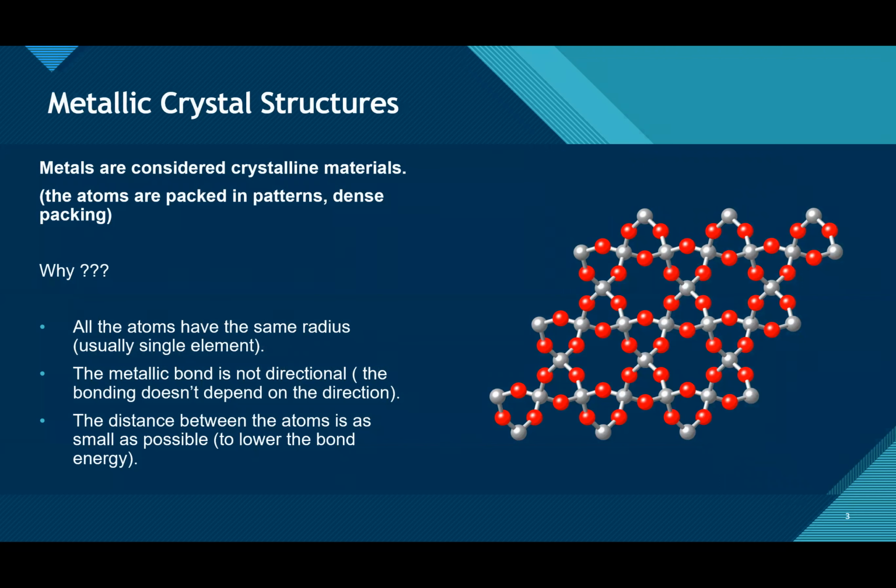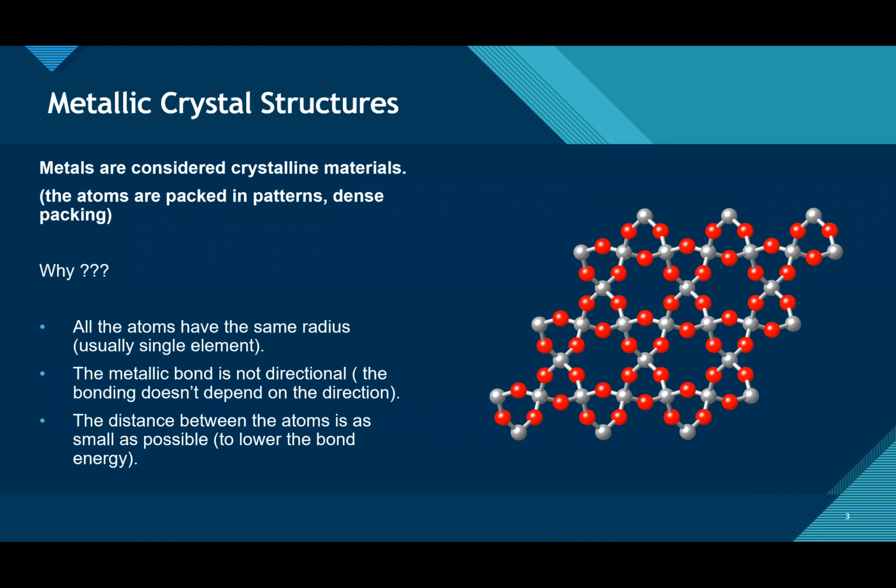So metals are considered crystalline materials, which means that the atoms are packed in patterns, as you can see here, and that will result in a higher density. We call it dense packing because the volume between the atoms is as small as possible. The density is high, and we all know that metals have high densities. Why is that? Well, that's for many reasons.